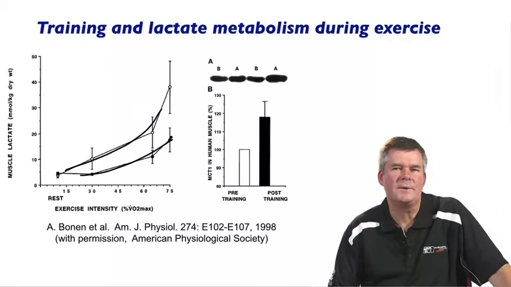In recent years, there's been a lot of interest in proteins which transport lactate, the so-called monocarboxylate transporters, or MCTs. And an important isoform that increases after training is MCT1. And what this does is facilitate the uptake of lactate into muscle and into the mitochondria, and facilitates the oxidation of lactate, which is an important metabolic fate of the lactate that's produced during exercise.